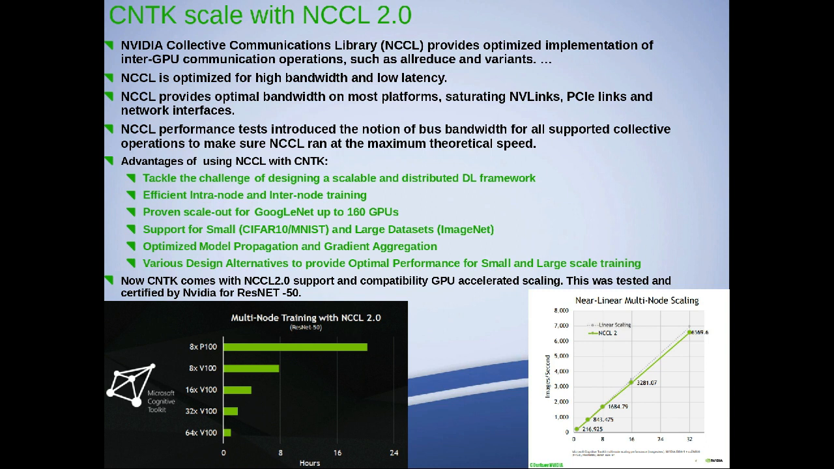In this slide, we will study CNTK scaling up with the help of NCCL 2.0. NVIDIA Collective Communications Library, also known as NCCL, provides optimized implementation of inter-GPU communication operations, such as all-reduce and broadcast. Developers using deep learning frameworks can rely on NCCL's highly optimized, MPI-compatible, and topology-aware routines to take full advantage of all available GPUs within and across multiple nodes.